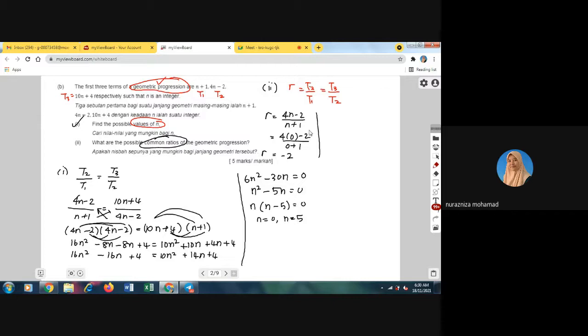If n is equal to 5, so 4 times 5 minus 2, substitute n with 5 over 5 plus 1. So 20 minus 2, you get 18 over 6. So the possible value of R is 3. So R is equal to negative 2 or R equals 3.